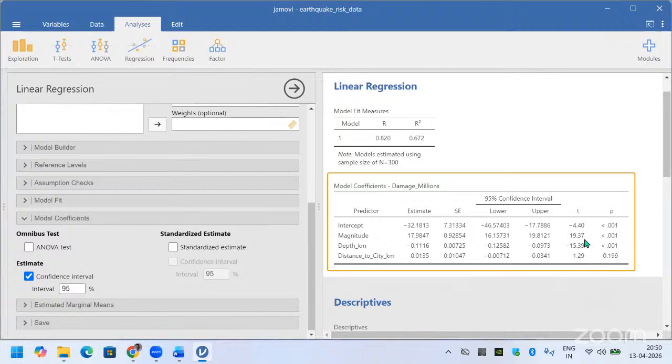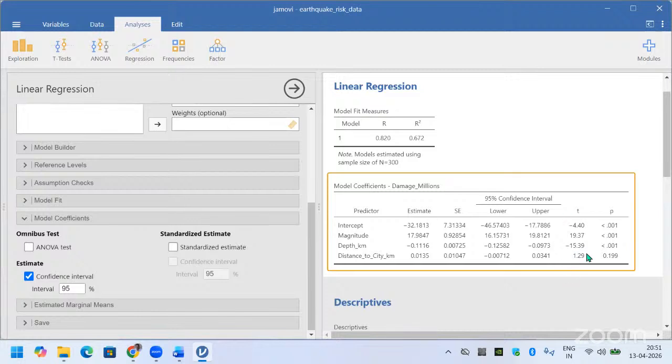And another thing is, you might be getting something as a t value here. So t is minus 4.4, 19.37, 15.3, and 1.29. I think this can be done with regression in Excel also. It will show both t critical and t statistic. So there are two things: t statistic and t critical. T critical is the table value, and t statistic is our calculated value.